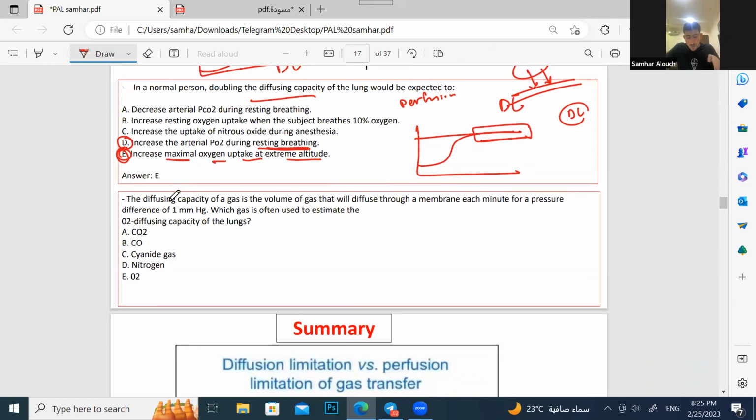The diffusing capacity of a gas is the volume of gas that will diffuse through the membrane each minute for a pressure difference of one. Which gas is often used to estimate O2 diffusing capacity? Which gas do we use? Yes, exactly, it is B.